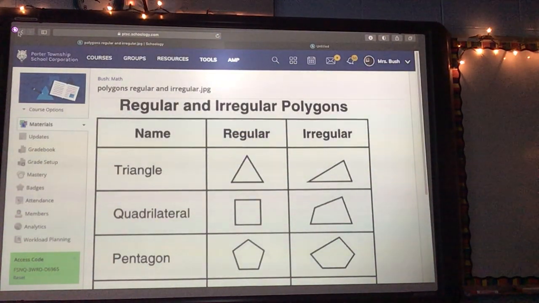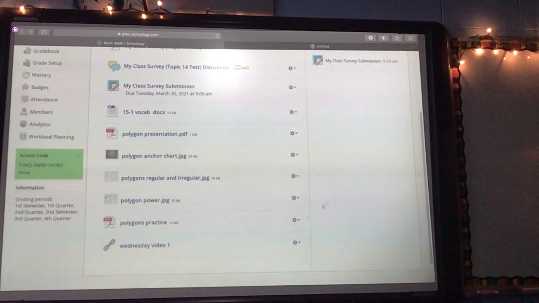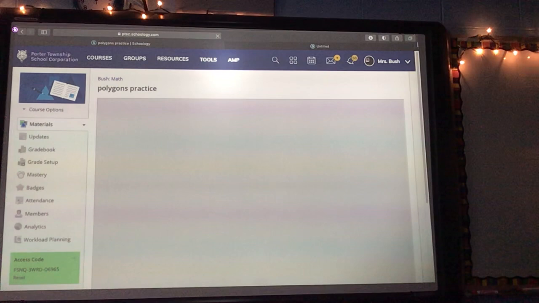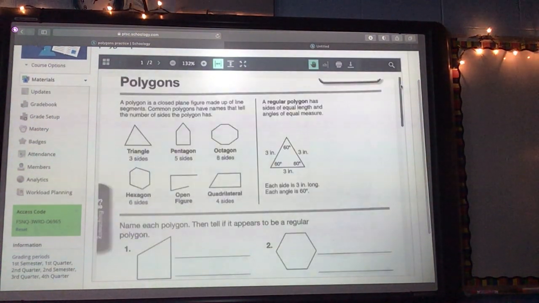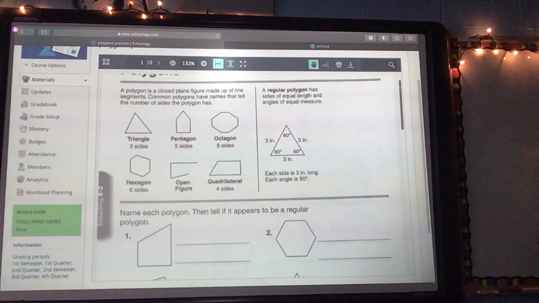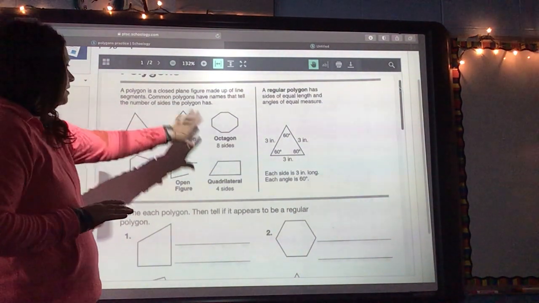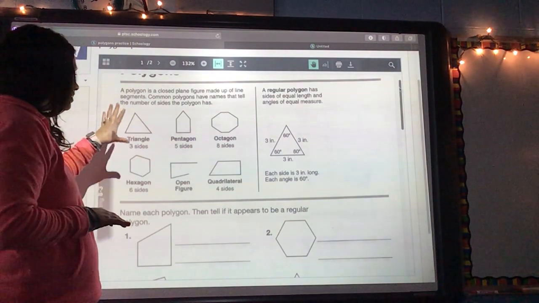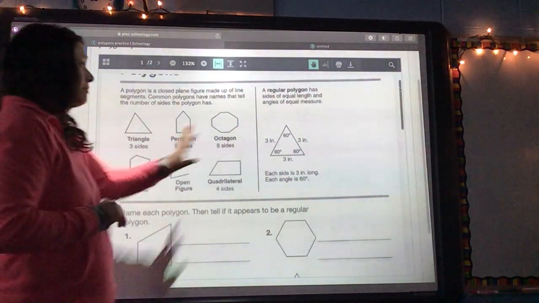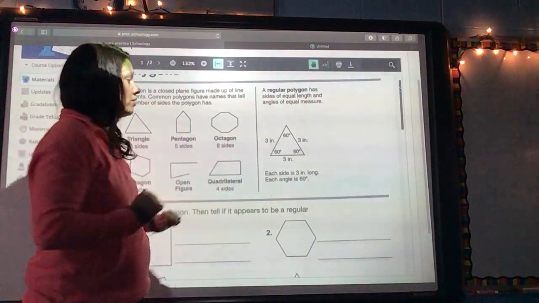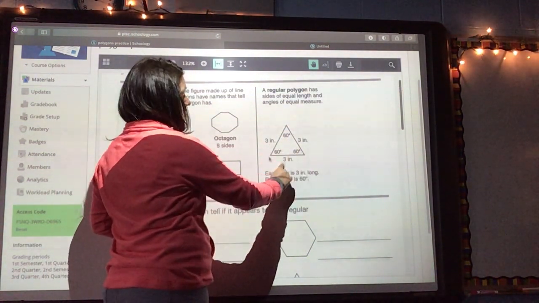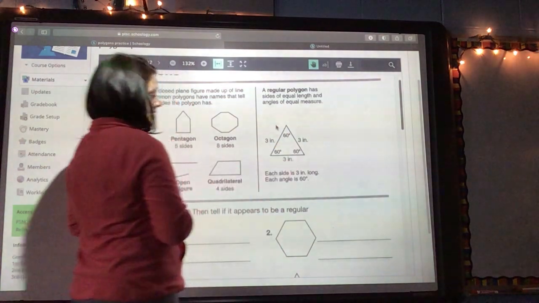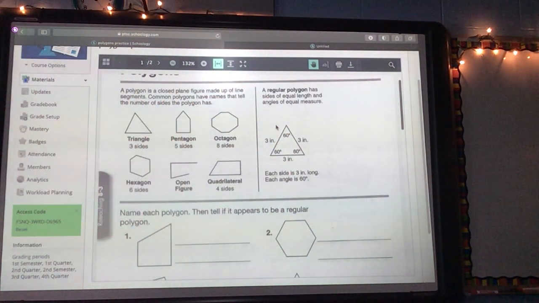All right, let's do some practice. So I have down here polygon practice. And in your math notebook, I want you to work along with us. It gives us, again, a little direction sheet at the top, some more tips about our shapes, our polygons. Talking about regular polygons, it shows us how this one's regular because it has 3 sides. They're all 3 inches, and the angles are all 60. They're all equal, making it regular.